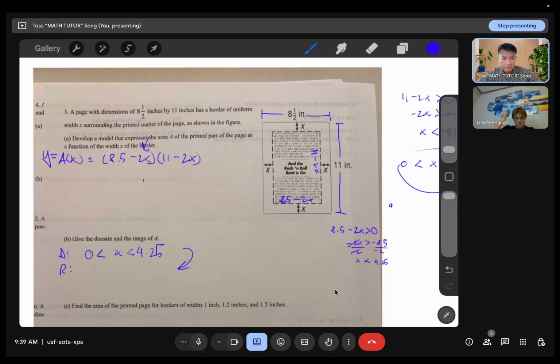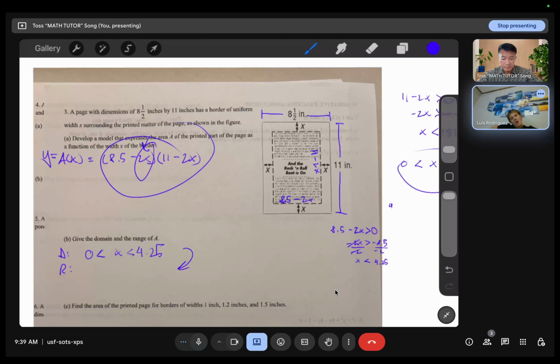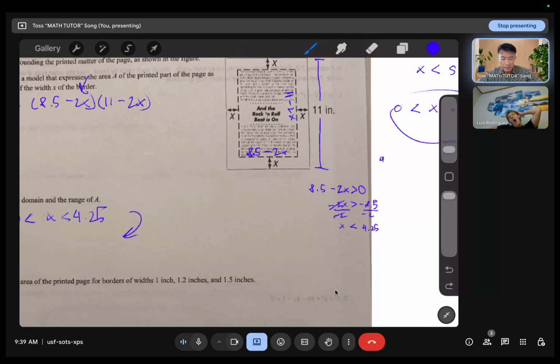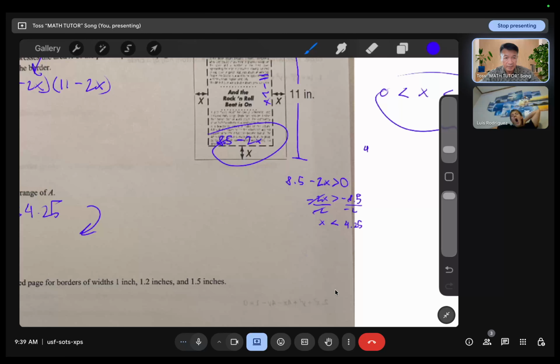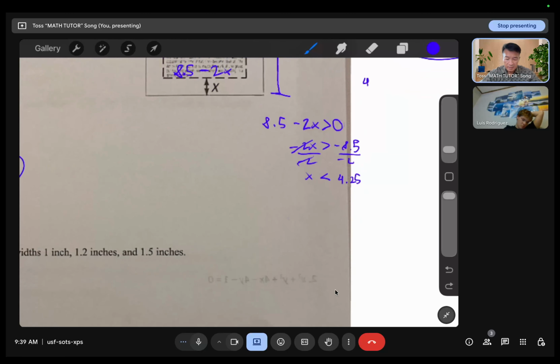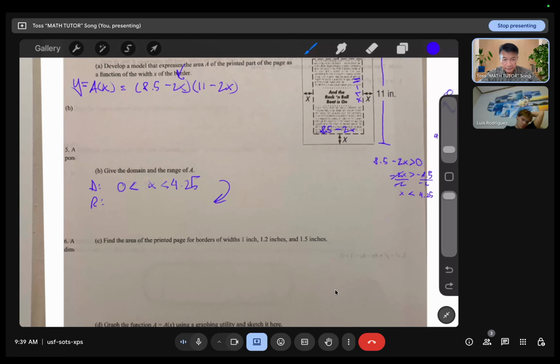Do you understand the math part? Louis, you okay? If I plug it in here right now, I'll get a negative 10. If I combine 8.5 minus 10, that's a negative number. The whole thing is negative. Area is not a negative number. Do you see that? Is that okay? So remember to only use the smaller side and solve for the domain. So it's going to be between 0 and 4.25.